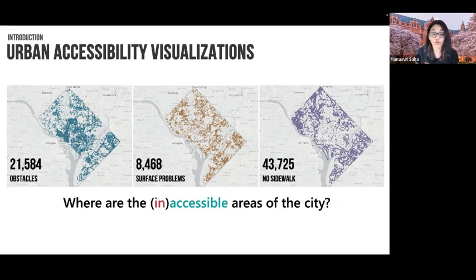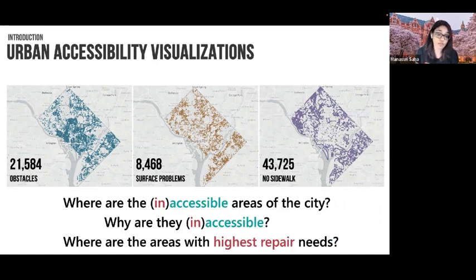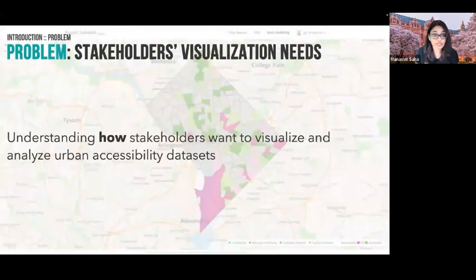Questions such as, where are the inaccessible areas in the city? Why are they inaccessible? And where are the areas with highest repair needs? Thus, the key problem we study is to understand how stakeholders want to visualize and analyze urban accessibility data sets, and what does that mean for future interactive visualization tools.